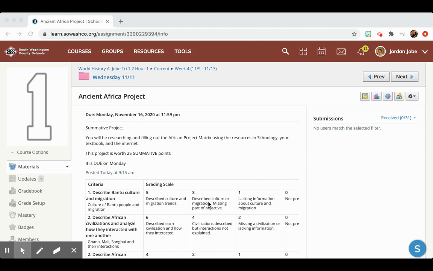Instead of taking a summative exam for Unit 4, you will have a summative project on ancient Africa. For your summative project on ancient Africa, you will be researching and filling out an African project matrix using the resources in Schoology, your textbook, and the internet. This assignment will be worth 25 summative points.